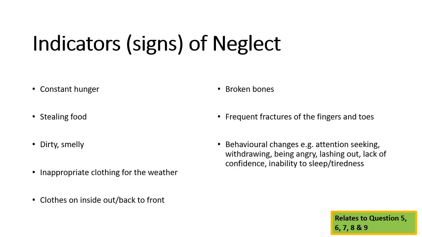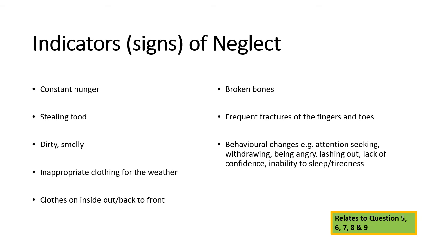The indicators and signs of neglect. So if somebody could be constantly hungry, they may be stealing food, they may be dirty and smelly, they may be wearing inappropriate clothing for the weather. So it could be a really hot day and they'd be wearing hats, gloves and coats, or it could be on the other side, it could be cold and they may be wearing small thin clothing or sandals or no coat. So clothing that's inappropriate for the weather.